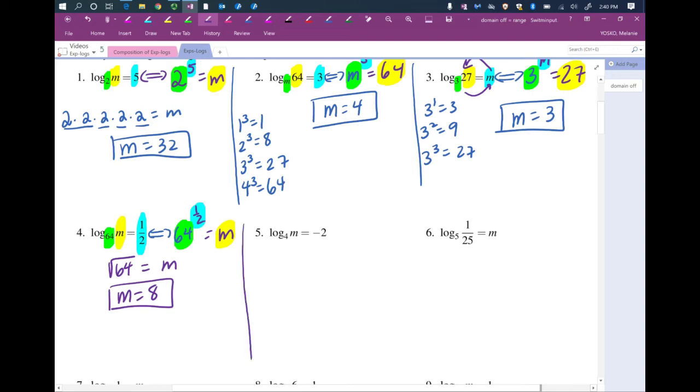Let's look at 5. Log base 4 of m equals -2. Well, that can be rewritten as an exponential. The base is 4 of the logarithm, so the base of the exponential will be 4. And then we jump across the equal sign. The power is -2, and the answer is m.